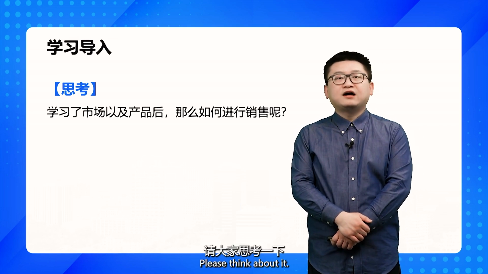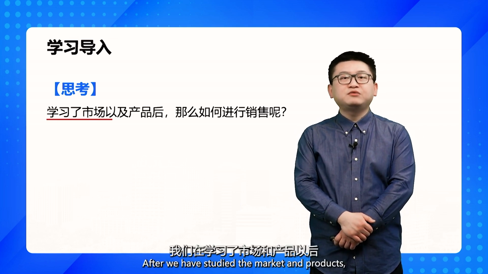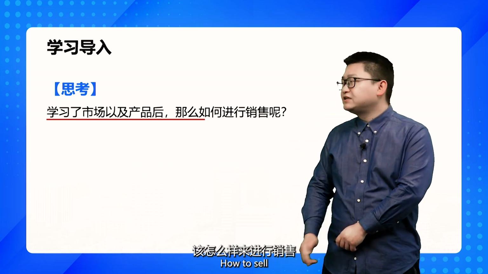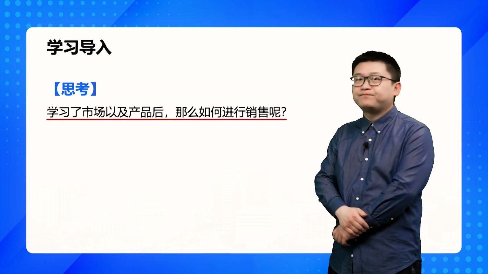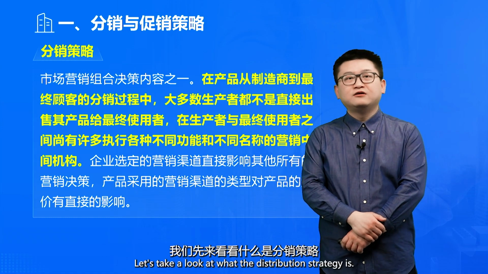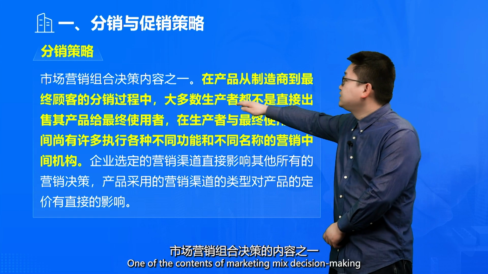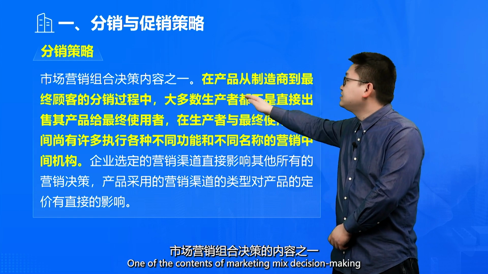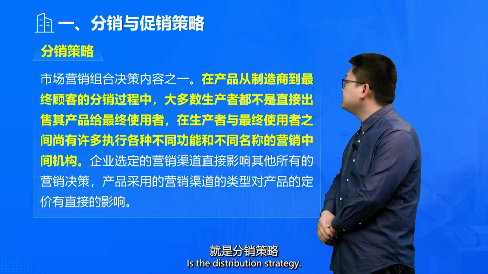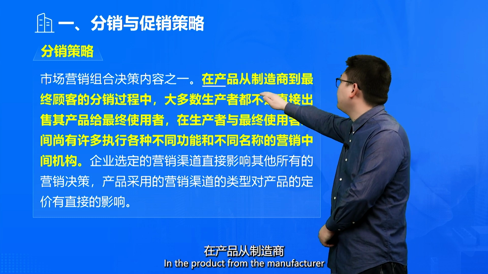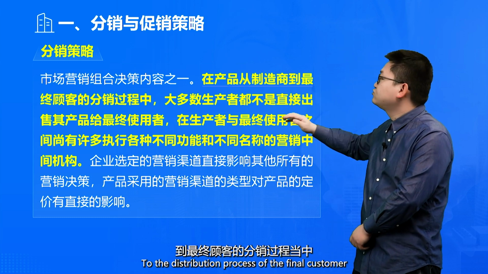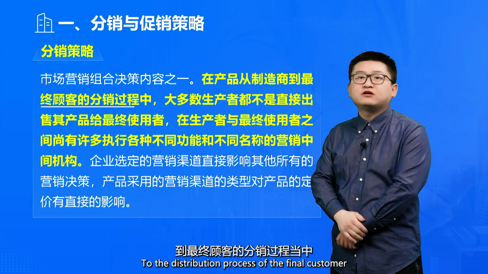Please think about it. After we have studied the market and products, how to sell? With this question, let's take a look at what the distribution strategy is. One of the contents of marketing mix decision making is the distribution strategy. It concerns the process of the product going from the manufacturer to the final customer.